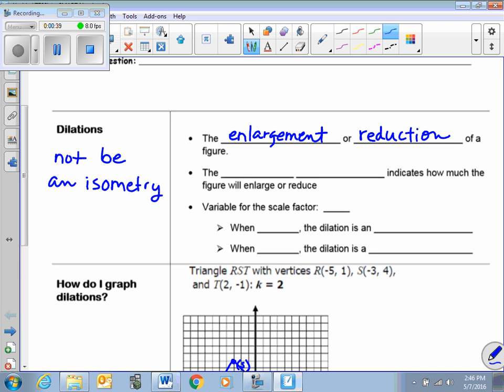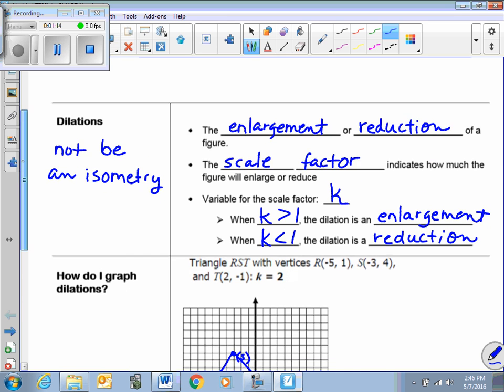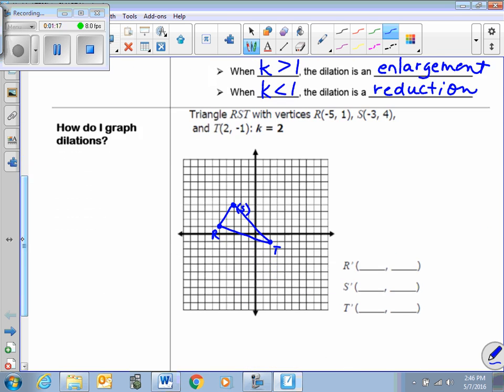Okay, and so when we have a dilation, we will always have a scale factor associated with it. All right, and our scale factor, we use the variable k to represent the scale factor. And as you might imagine, when k is greater than 1, that's when our dilation is an enlargement. And when k is less than 1, that's when we have a reduction. And of course, you can't have a k equal to 1 because then it's not a dilation at all. It's the same size.